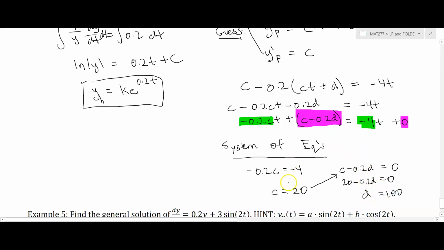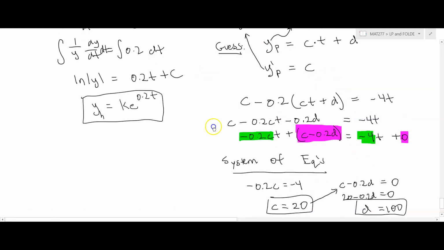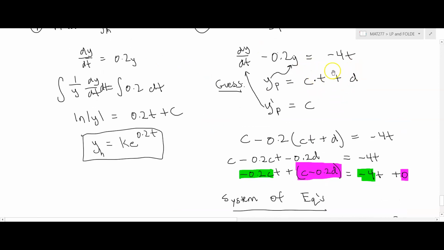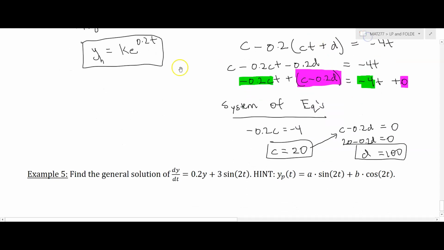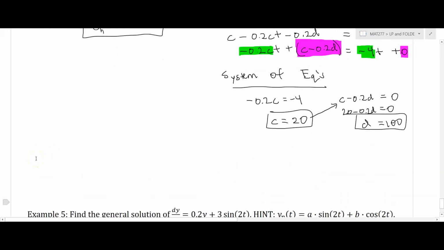Great, so as long as c is equal to 20 and d is equal to 100, these two sides will be equal to each other, and so my y particular should be 20t plus 100. Therefore my y particular is going to equal 20t plus 100.